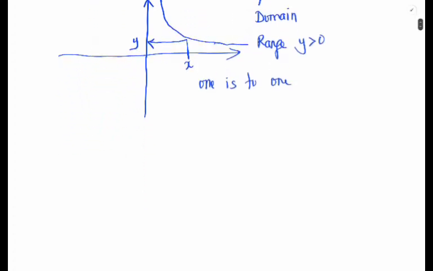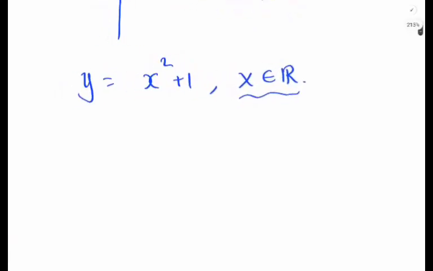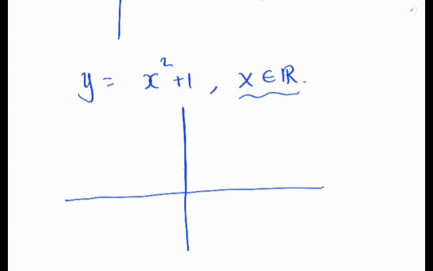Right? But let's say if you have another function, say y = x² + 1 for example, and let's say they give you x as a member of real number. This is the domain here. So if you sketch this graph, so you have a graph something like, let's say this is 1 here, your graph would be something like this. Right? So this is y = x² + 1, and it cuts at 1.